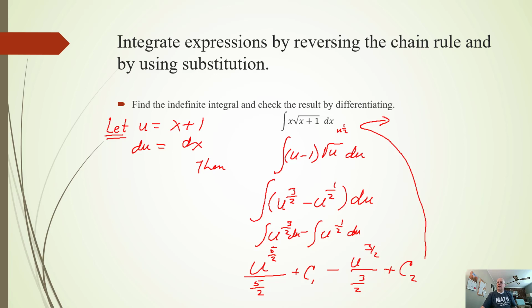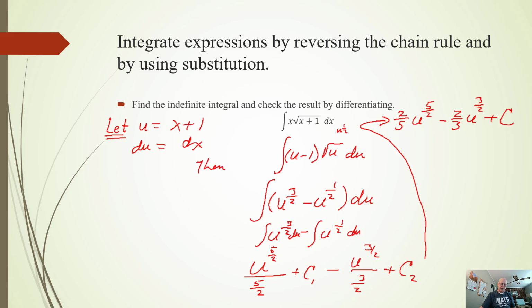Of course, we're not going to leave it like that. We're going to keep the u's for just one more step. So divided by 5/2 means multiply by 2/5. So this will be 2/5 u to the 5 over 2. Now we're going to combine those two constants, so hold off there a moment. Minus 2/3 u to the 3/2 plus, and combining those constants, we'll just call it one big constant of integration.